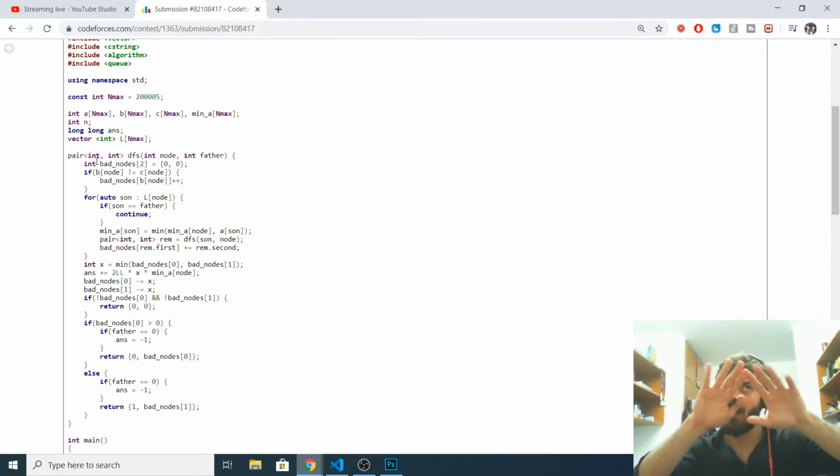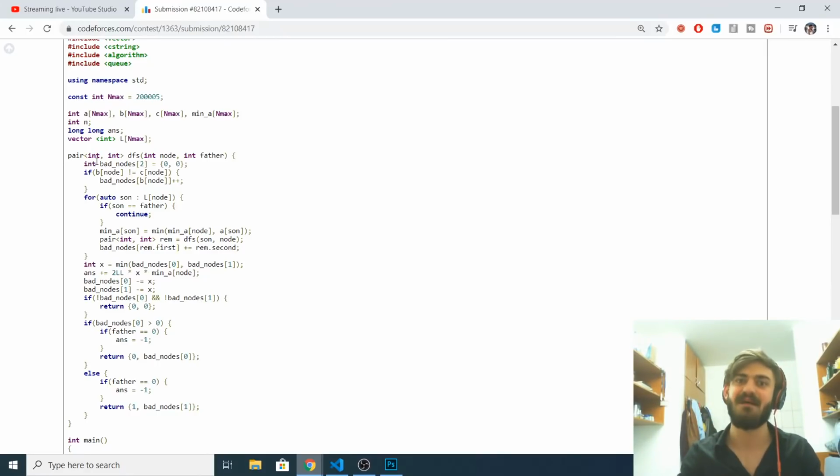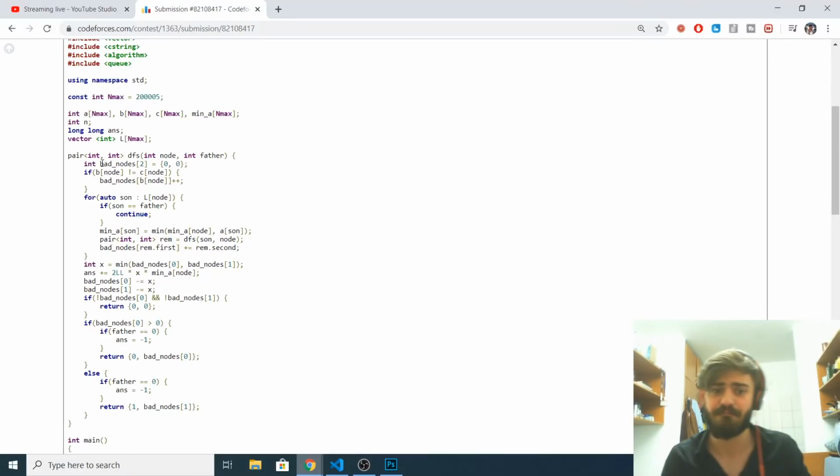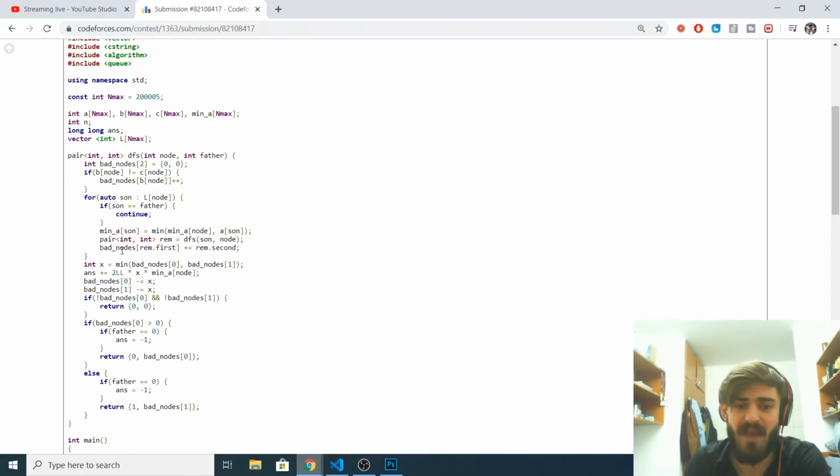So after pairing all the nodes that I can in some subtree, I'm gonna remain with some nodes of only one type. So I remember in the first value what is the type, either 0 or 1, and how many nodes of that type I have left in that subtree that I couldn't pair with any other nodes, right? And I just do bad nodes of remaining dot first plus equals remaining dot second, right? I increase the number of bad nodes from that subtree. And then I pick the minimum between bad nodes of 0 and bad nodes of 1, and this is the number of pairs that I can construct. And I increase the answer with 2 crossed x crossed min a of node.